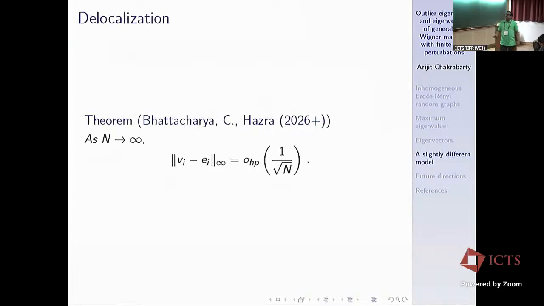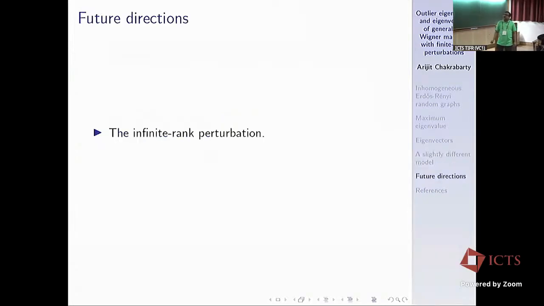We also showed that the largest entry of Vi minus Ei is much smaller than 1 over root n. Okay, so this is called delocalization of eigenvectors in the random matrix. So that's what I want to present.